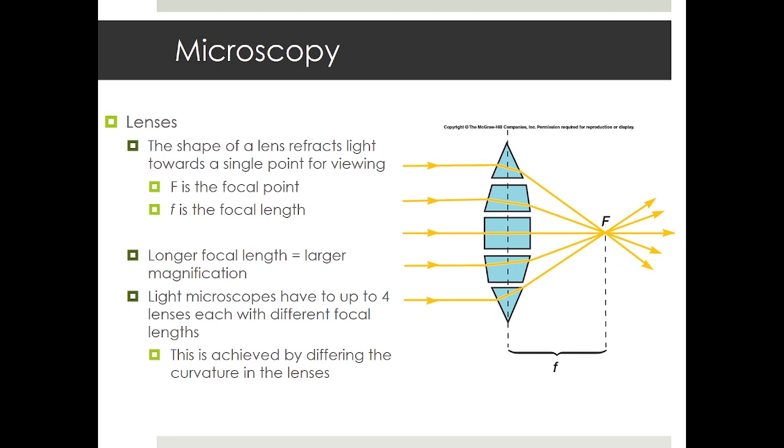In the compound light microscopes that we use, we have up to 4 different lenses with different focal lengths, and the different focal lengths will allow for larger degrees of magnification. So for example, we have 4 different objective lenses on a light microscope, 4 times, 10 times, 40 times, and 100 times, and each time we increase in magnification, we're increasing that focal length, which allows us to view specimens that are smaller and smaller.